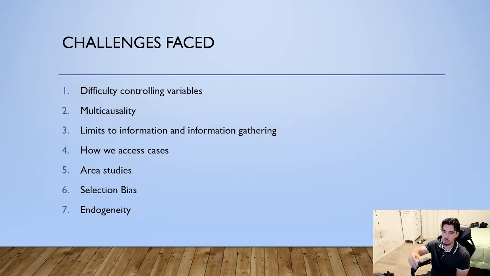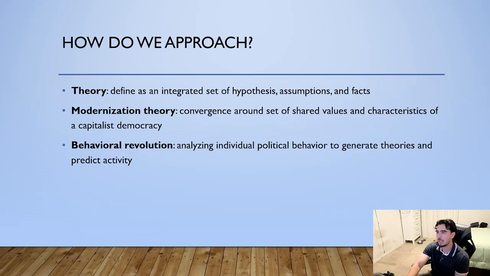Area studies, I mentioned that as well. Usually we get kind of closed-minded and we're like, okay, we only want to focus on Asia. We only want to focus on Eastern Europe, Western Europe, South America. We like to pick and choose where we feel more comfortable gathering information, or where we think is more interesting to talk about or find research on. So that is going to lead into our selection bias and then endogeneity.